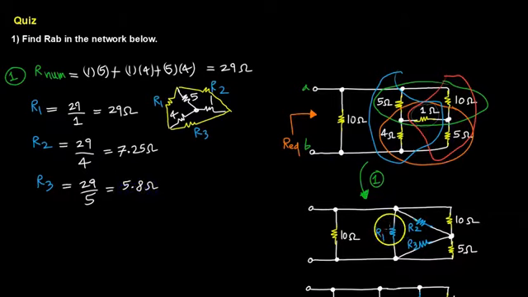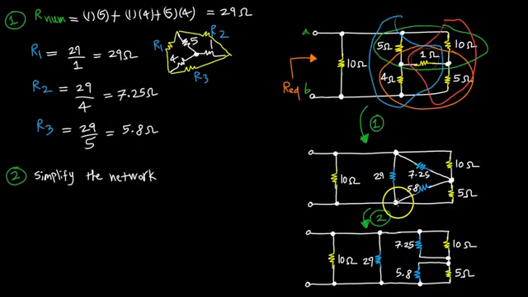So I'm going to fill these out. Instead of having R1, R2, and R3, I'm going to have 29, 7.25, and 5.8.